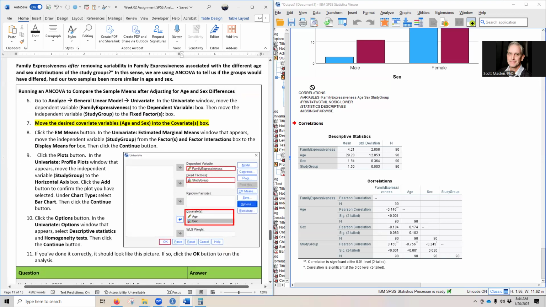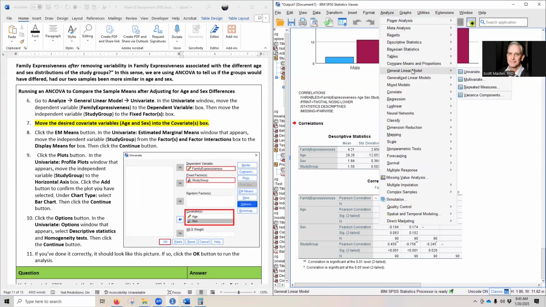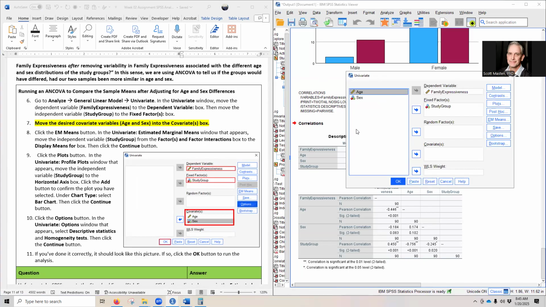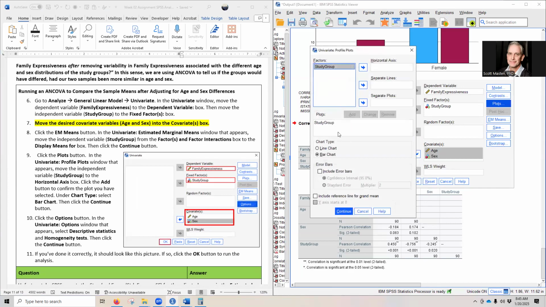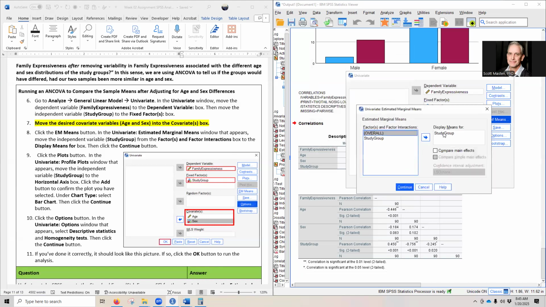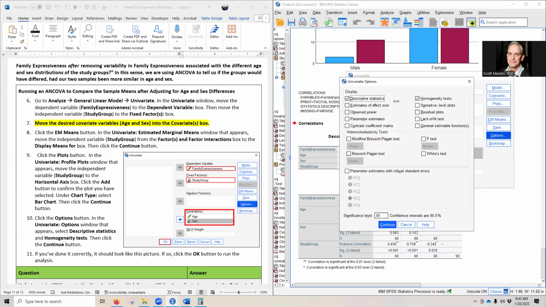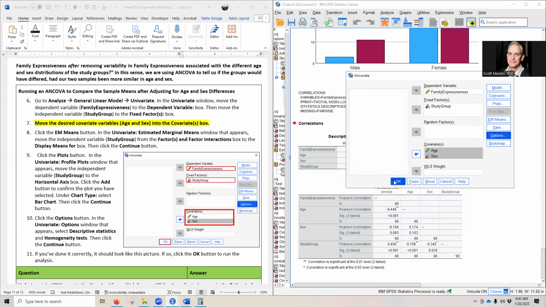It's not hard if you haven't exited SPSS. All you have to do is go back up to Analyze, General Linear Model, Univariate. All this stuff's already set up, family expressiveness, study group, but we have to take age and sex and move them into the covariate box. Then under plots, let's make sure that's still good. Study group is still there. It's still a bar chart. Estimated means, study group still there. Options, still got descriptives and homogeneity tests. So those are still good. All I have to do is click OK because I haven't exited SPSS since we ran the ANOVA.